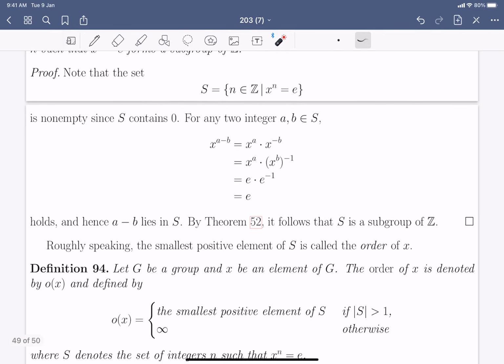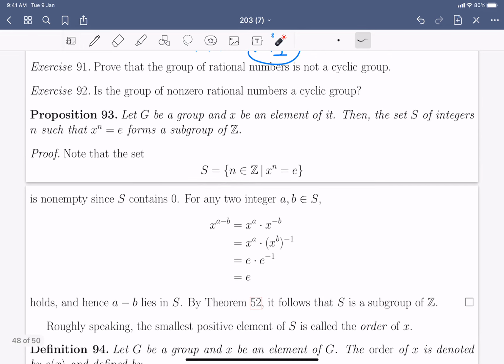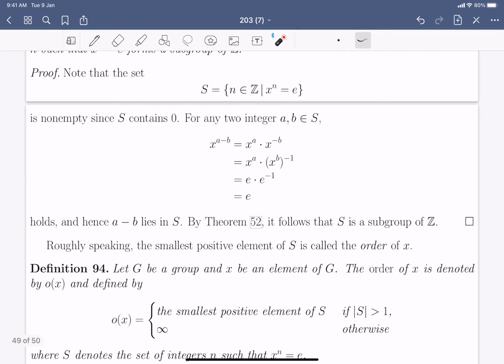And if you take two integers, what we are going to apply is that theorem, theorem 52, which says that if you have a subset H of a group G and if H is non-empty, then H is a subgroup if and only if for any g, h inside H, g h inverse also lies inside H. Anyway, this is something that you need to show.